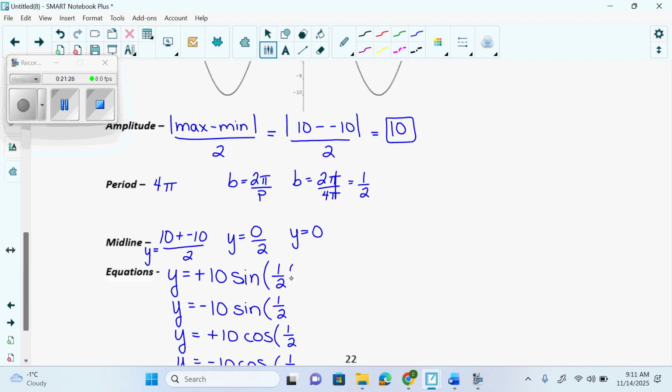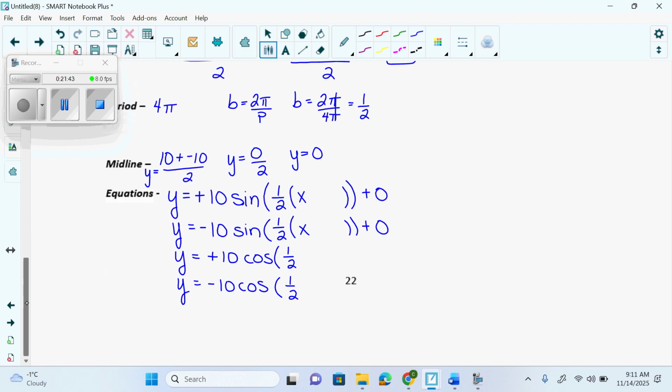So we're going to get something in there for our horizontal shift. It's going to be x plus or minus something, plus 0. Same thing here, x plus or minus something, plus 0. Do I actually need the plus 0 at the back? No, I'm putting it there to prove the point.